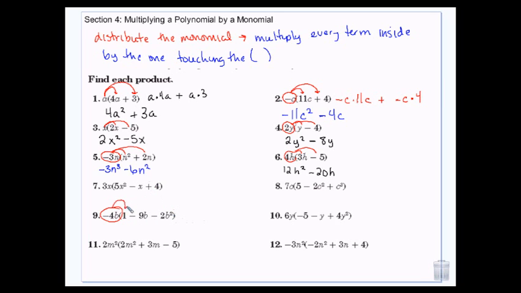So I'm going to do negative 4b times 1, times negative 9, times negative 2. So negative 4 times positive 1 is negative 4b. Negative 4 times negative 9 is positive 36, and then b times b is b squared. And then negative 4 times negative 2 is positive 8, and then b times b squared is b to the third. So a little better.